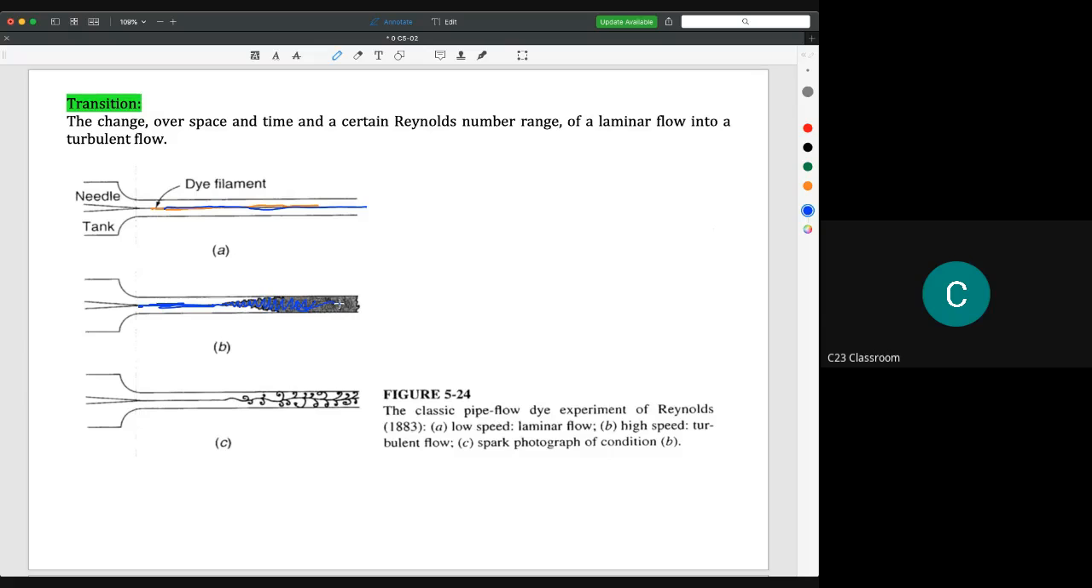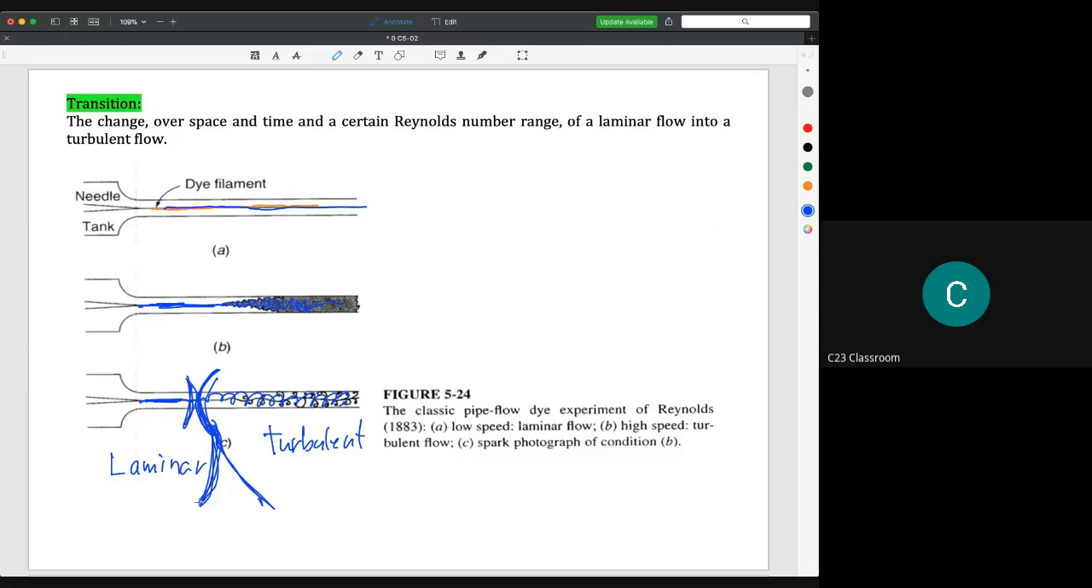And then if the velocity keeps increasing, we find that our ink here will flow as one thin line, and then it starts to disappear. So we find that the change of phase, the change from the straight line here to the chaotic pattern here, is the transition between laminar and turbulent. So this is laminar and this is turbulent. This is the transition.